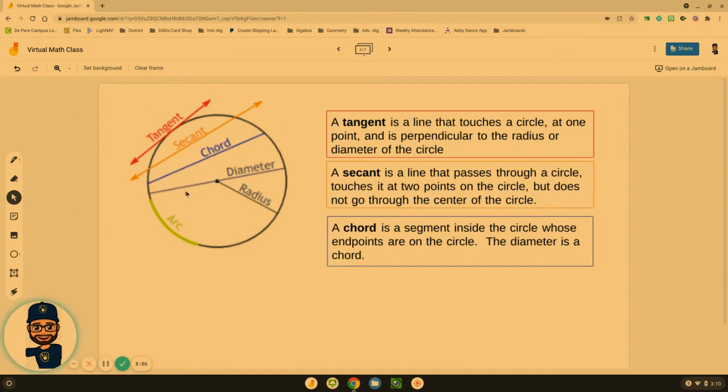And we're going to be dealing a lot today with these secants and chords and how they create some of the different angles that we might have on the inside. So it's a good idea to pause this, jot those notes and examples down.